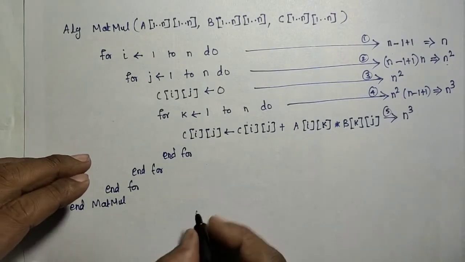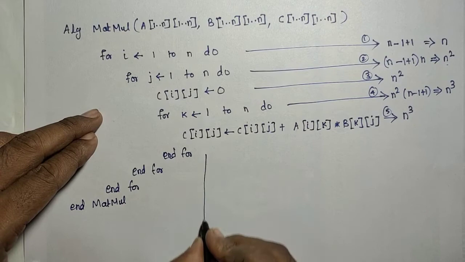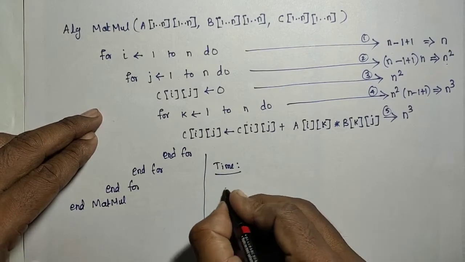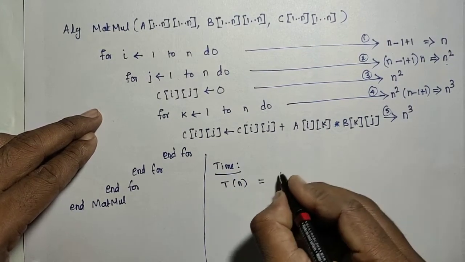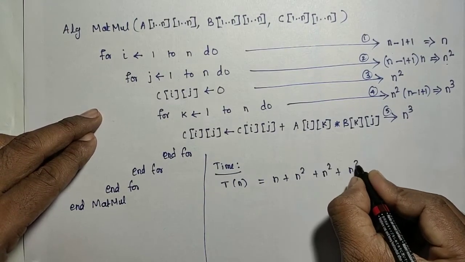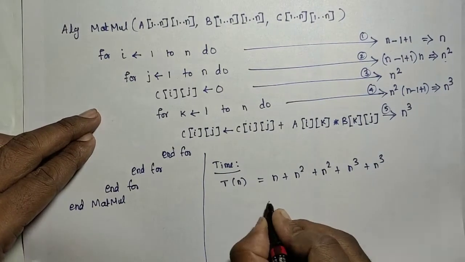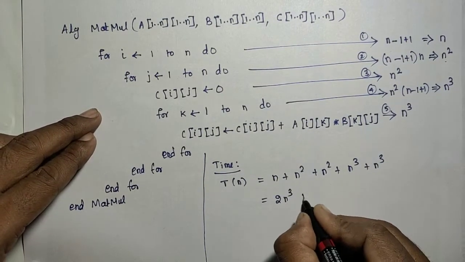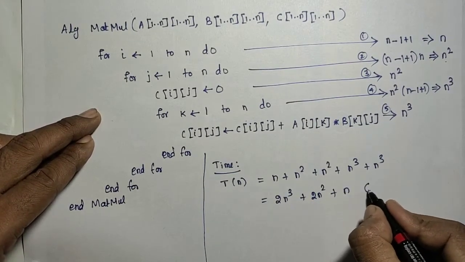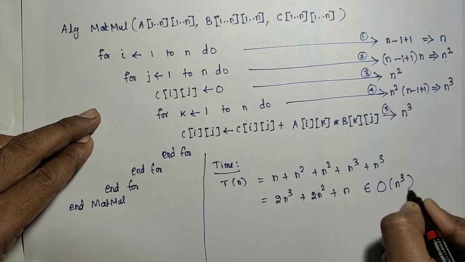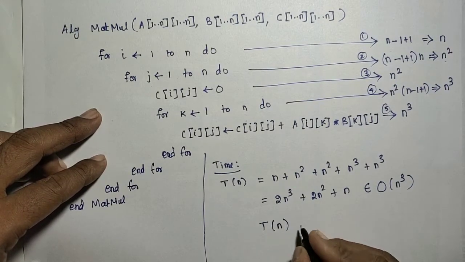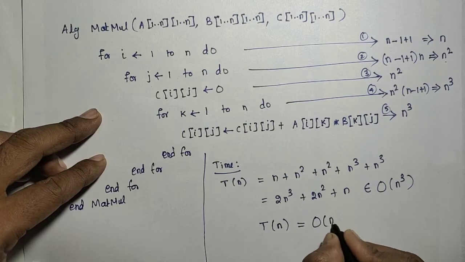So I need to find the time complexity, T of n, equal to n plus n squared plus n squared plus n cube plus n cube, which is equal to 2n cube plus 2n squared plus n. I need to consider the maximum one, so it belongs to O of n cube. I can ignore all these other terms. So the time complexity for the matrix multiplication is equal to O of n cube.